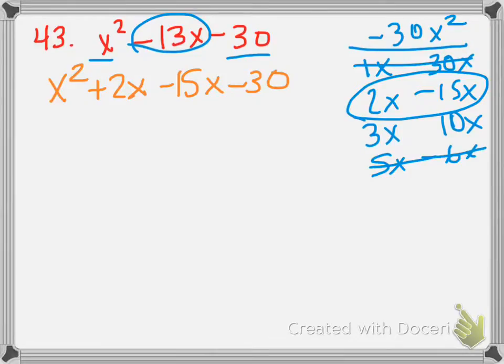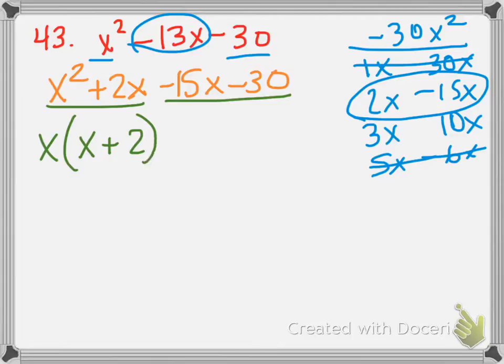Now I'm going to chunk it so that I look at the first two terms together and the second two terms together, and I'm going to take out the common factor between those two terms. The first two terms have an x in common, so I'm going to remove that from those two terms, and then write in parentheses whatever is remaining, so x plus 2 is left over. My next two terms are both negative, and they both are divisible by 15, so I'm going to take out a negative 15, and if I divide each term by negative 15, I get x plus 2 as well.